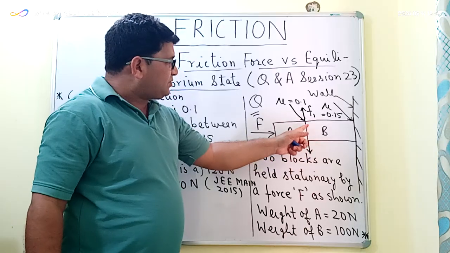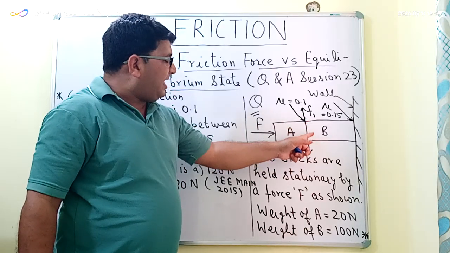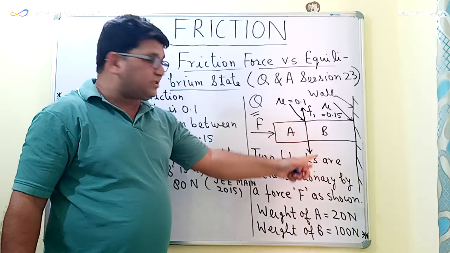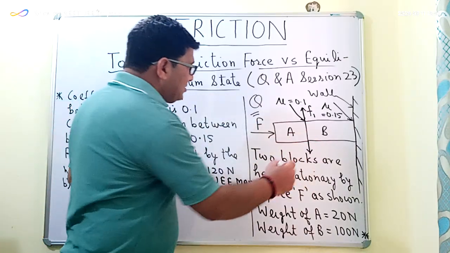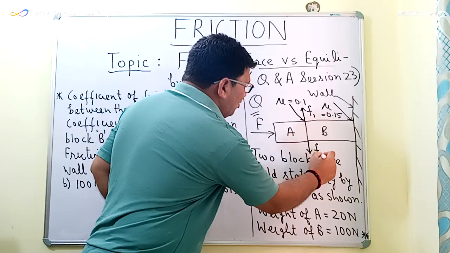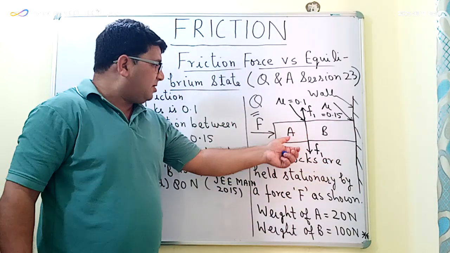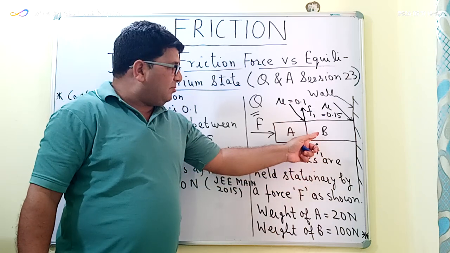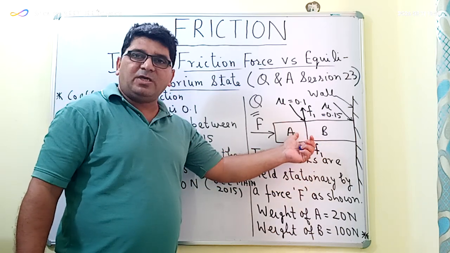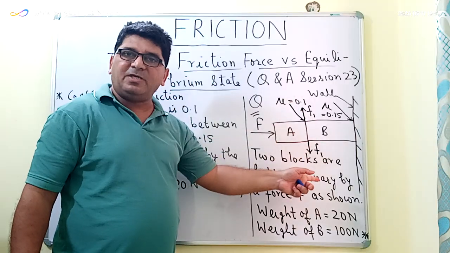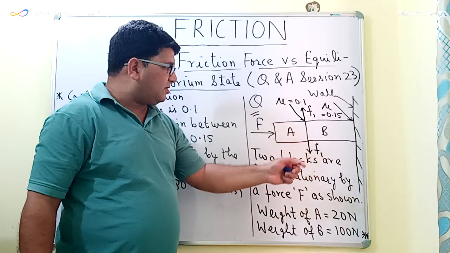Now the same force of friction will be acting in the downward direction for the block B, because this block has a tendency to move upward relative to A. So the relative motion of this block B with respect to A will be in the upward direction. So the force of friction will be acting in the downward direction.